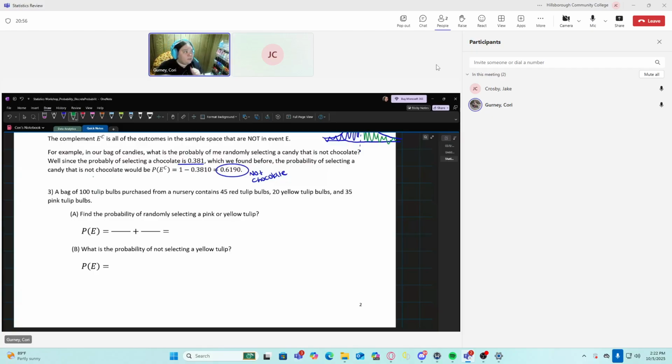So, for example, with number 3, since I have a bag of 100 tulips and then each one of these colors, if we're looking at this in context, I can see that the number of red tulips in comparison to the number of yellow tulips is fairly large. So the probability of getting a red versus the probability of getting a yellow is going to be higher just because there's more of them. That's the context that I'm talking about.